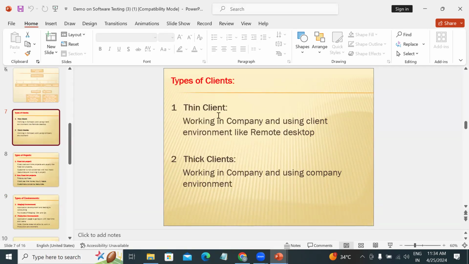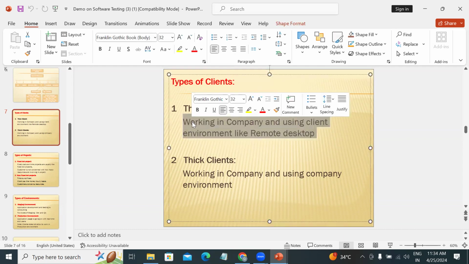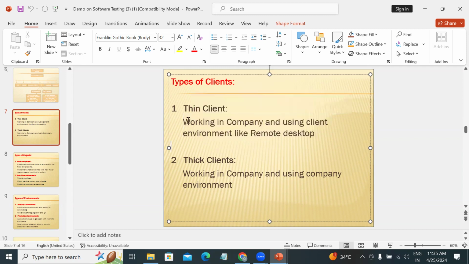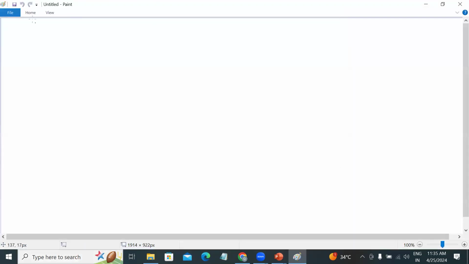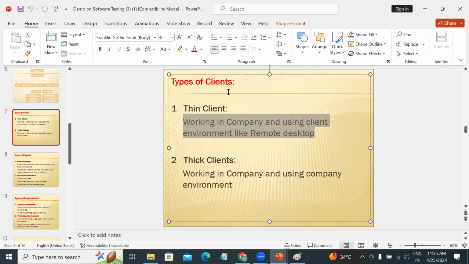Do you have an idea on the types of clients? Whenever you're working for a service-based company, you're working for some clients, right? Any idea on the types of clients there? No, I don't know. So basically there are two types of clients: thin client and thick client. Client types are not a concept in product-based companies. This is only in service-based companies.